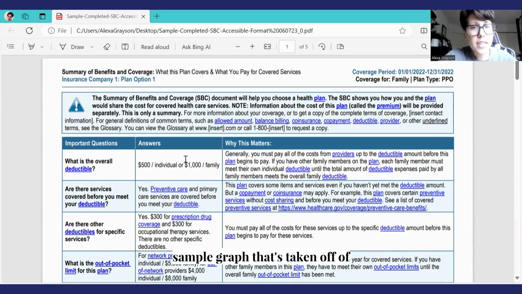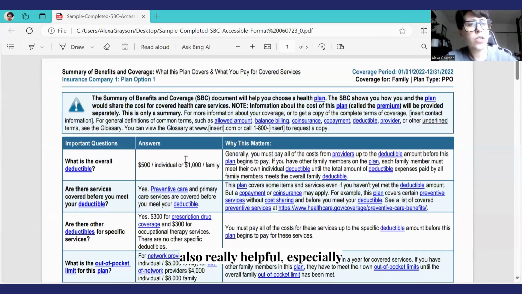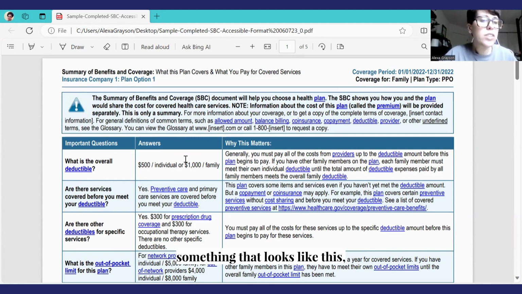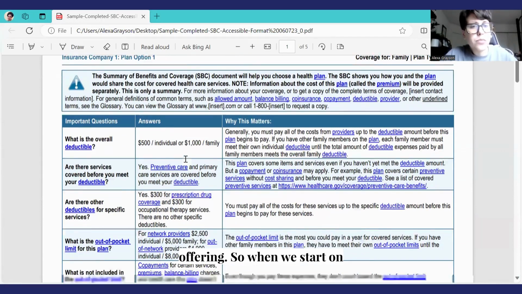This is a sample graph that's taken off of the ACA marketplace to give you an idea of the breakdown of the chart and what you might see when you're comparing plans. The SBC is also really helpful, especially on the marketplace when you want to compare to other plans, and it's overwhelming because there are so many. So if you have plans that are very different, maybe they're a little bit similar, you can select up to 3 and compare them side by side. If you are getting insurance elsewhere outside of the marketplace, such as your job, you should also have access to something that looks like this, depending on how many insurance plans your company is offering.